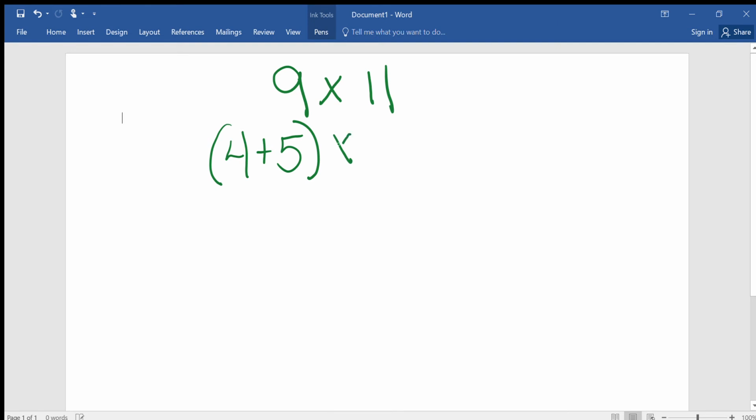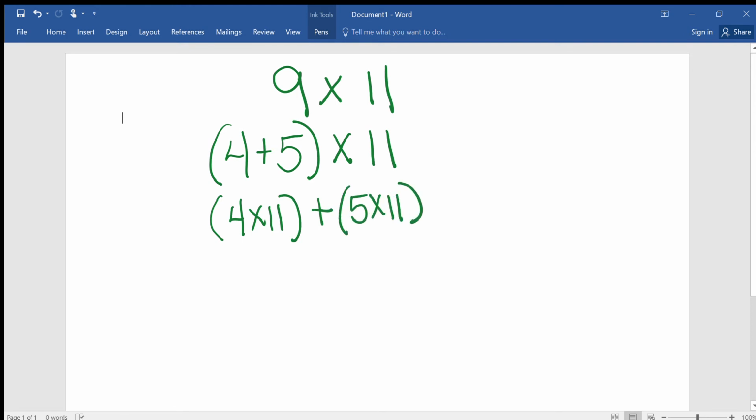I'm still multiplying by 11. I've just broken my 9 into two smaller numbers. All right, so now I need to distribute the 11 evenly. And this is where you're going to write your two smaller multiplication problems. So instead of 9 times 11, we have 4 times 11 plus 5 times 11. If I'm writing too fast, you can always pause the video wherever you need to.